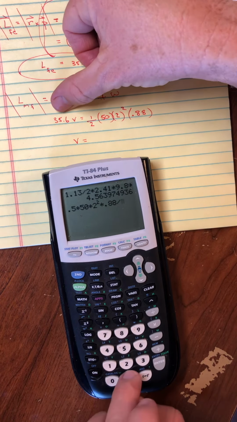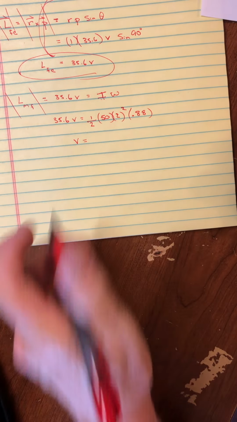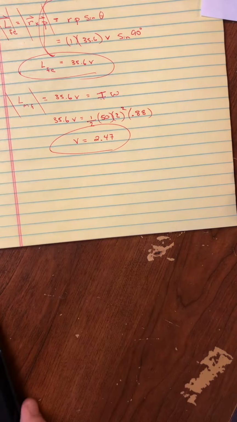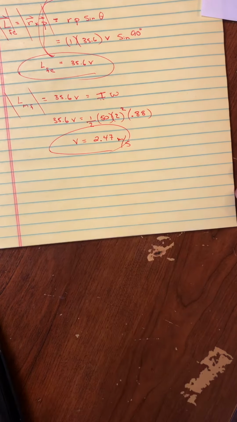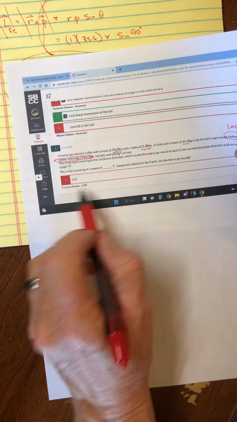Then divide that by 35.6 and I get 2.47 for the speed, and that should be meters per second, of the child. And sure enough, that agrees with the computer's corrected answer. All right, hope that helps.